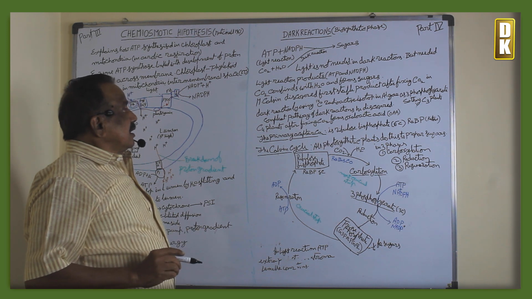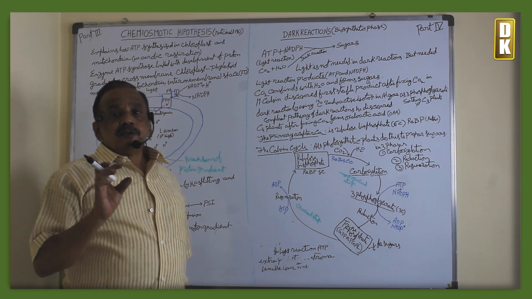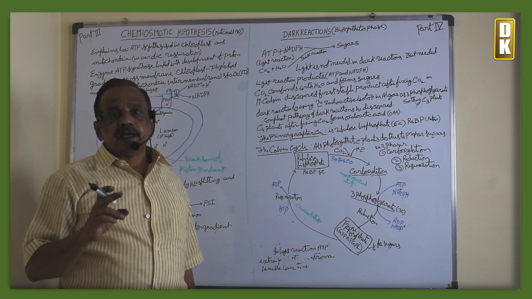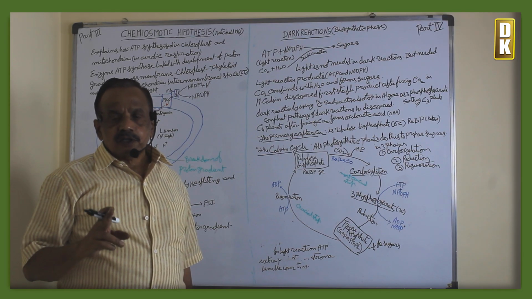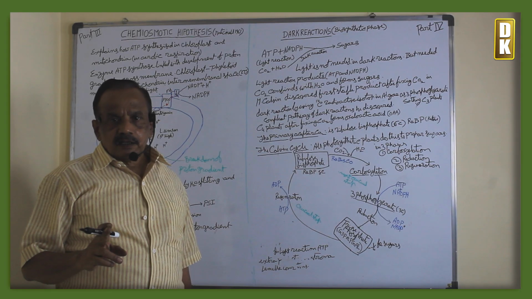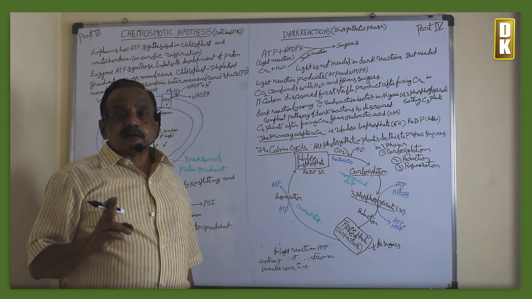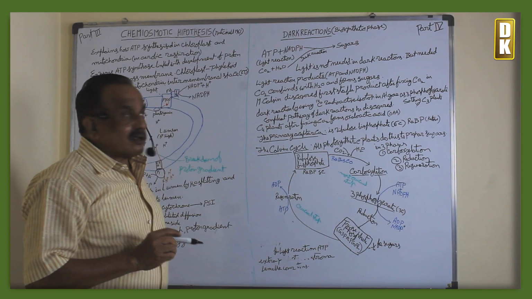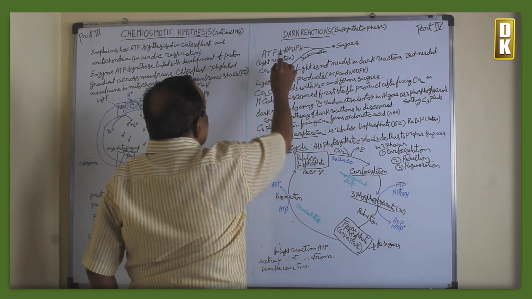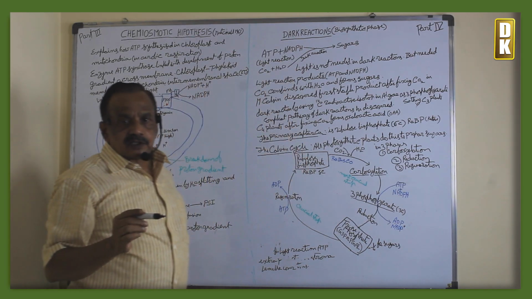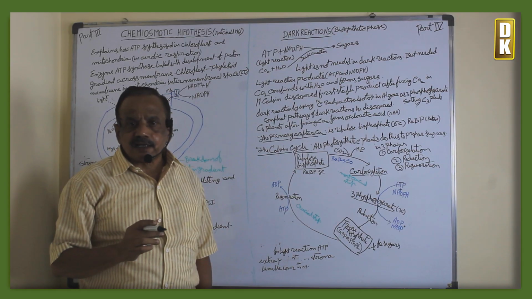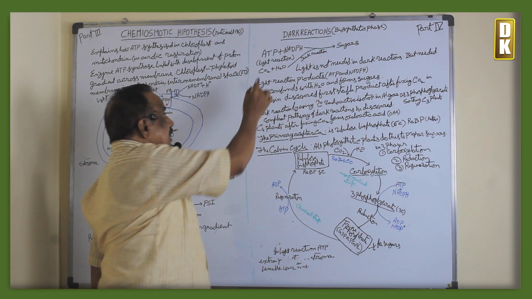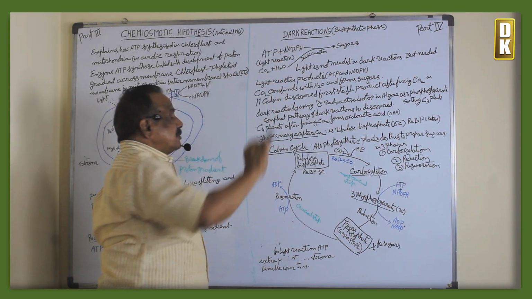That is where it will be used. NADP and ATP. ATP and NADPH will be used in the dark reaction. And the dark reaction, even after the light reaction is completed, as long as ATP and NADPH are available, which are synthesized in the light reaction, the dark reaction will continue. If they are not available, it will stop.